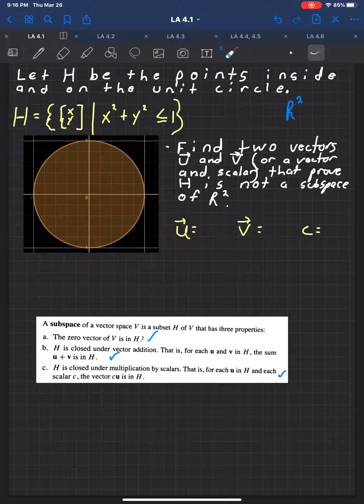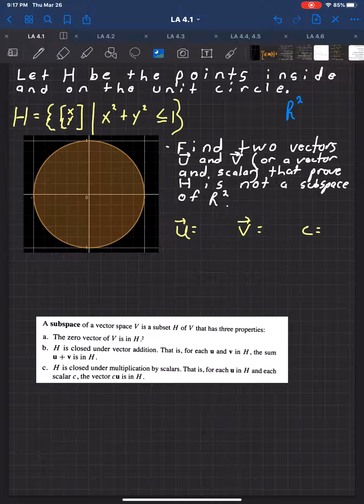So the game that we're about to play now is we're actually going to see if we can pick either two vectors, or a vector and a scalar, and prove that one of these axioms doesn't hold. And if we can prove that one of these axioms doesn't hold for a single point in that set, then we get to say that the entire set is not a subspace of R2. Okay? So just one single instance will discredit this proposition. So ready? Let's go ahead.